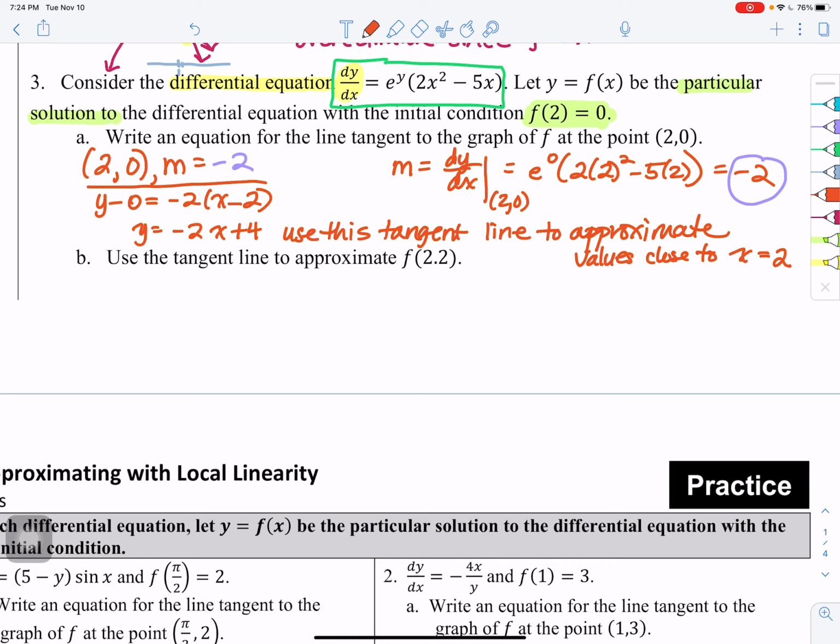Are we close to 2? 2.2 is close to 2. So it's a good thing to use our tangent line to approximate that value. Okay, so let's go ahead and do that. f of 2.2 is about equal to negative 2 times 2.2 plus 4. If you work that out, it's negative 0.4. And that concludes this topic.